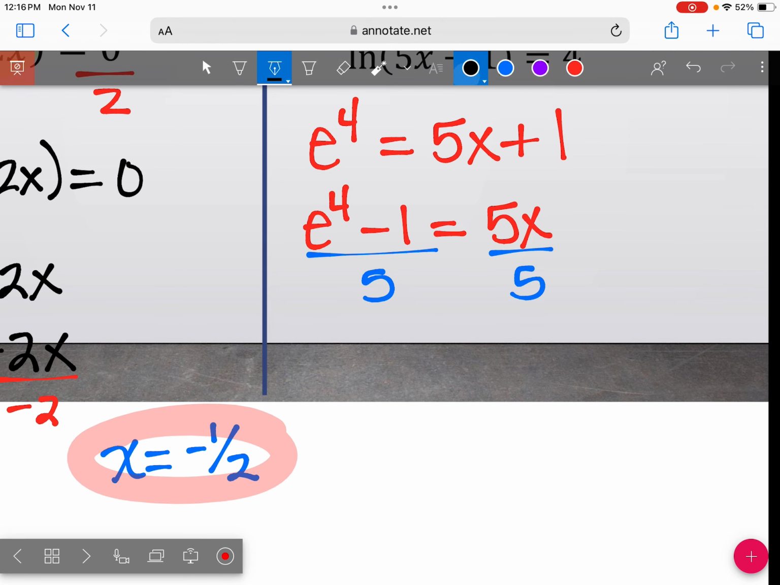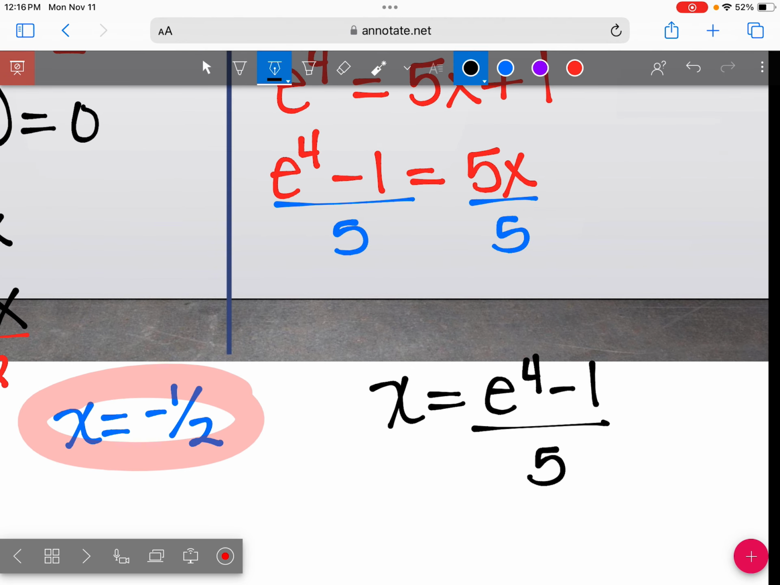So on the SAT, ACT, you can leave it this way: E to the fourth minus 1 over 5. But if they ask you for the number rounded to the thousands place, you need to type it in the calculator. So let's go ahead and type it in. And we're going to do to the thousands place. So that would be 720 or 72 because that 19 rounds up to a 20.